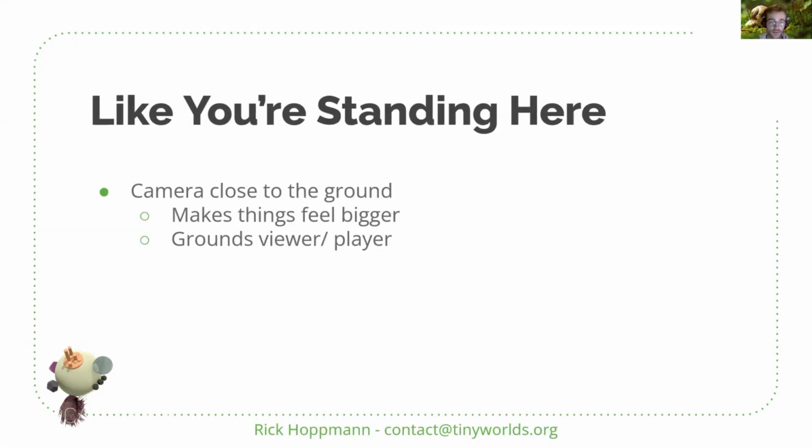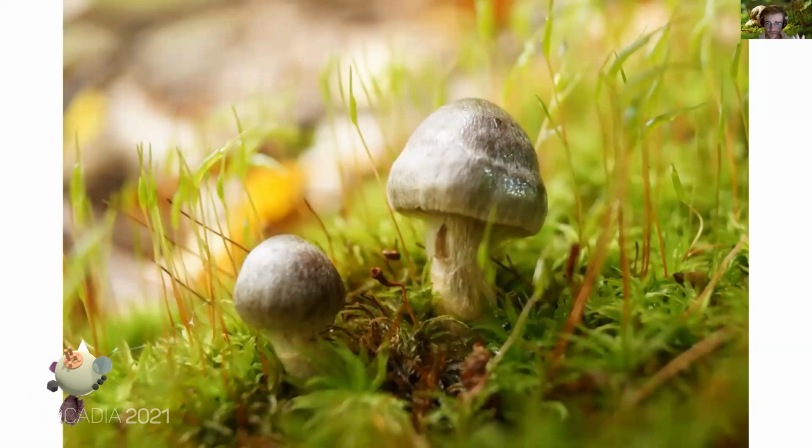Also really important is to put the camera close to the ground. In a game, this kind of comes with putting a player character in the scene, but basically you use that to make things feel bigger than they actually are and kind of ground the viewer and the player in the scene as well. So this shot wouldn't work if you looked from the top on a tower, then it wouldn't feel like a little tower. It only works because the camera is close to the ground, looking up.